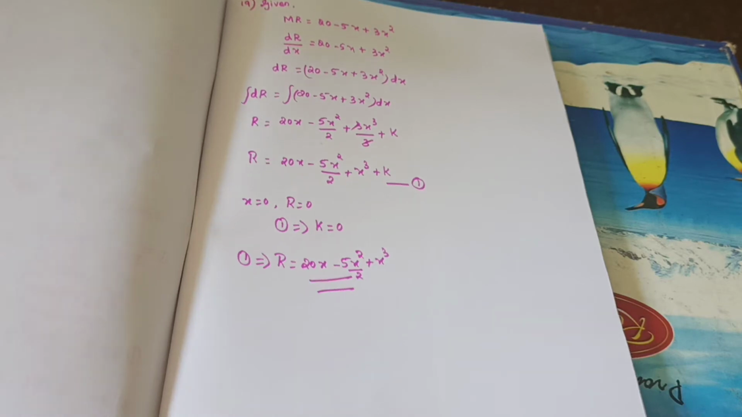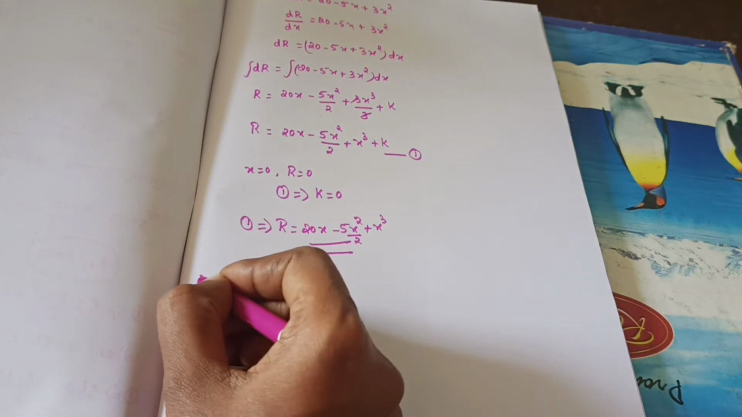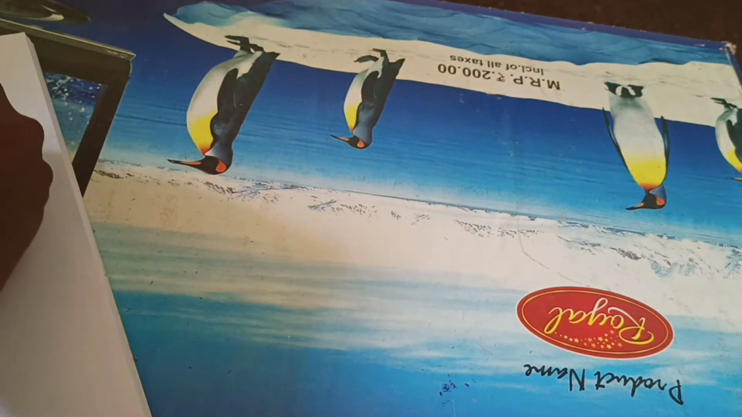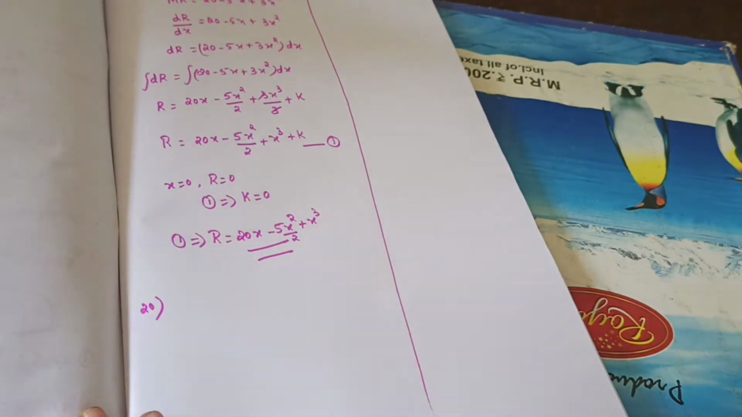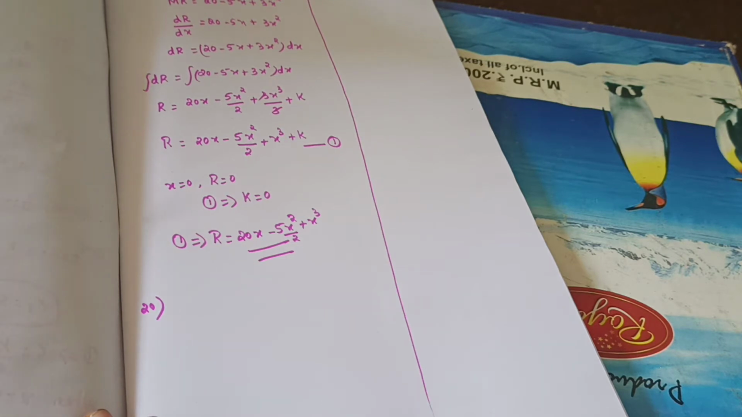Very easy. Last problem in this exercise. Problem number 20. I am reading the question. If MR is equal to 14 minus 6x plus 9x square, find the demand function. You need to find the demand function. So demand function means P. P equal to R by X.